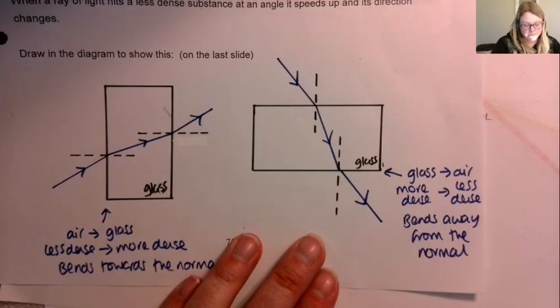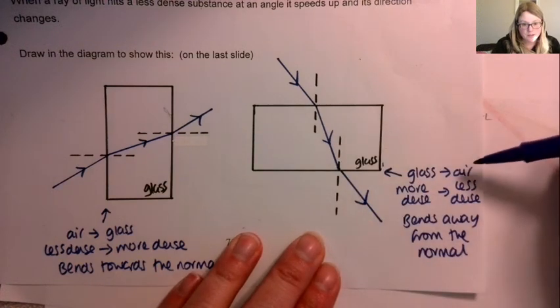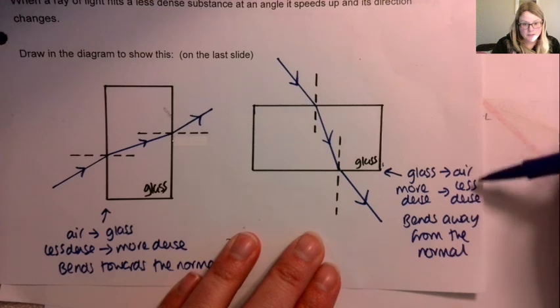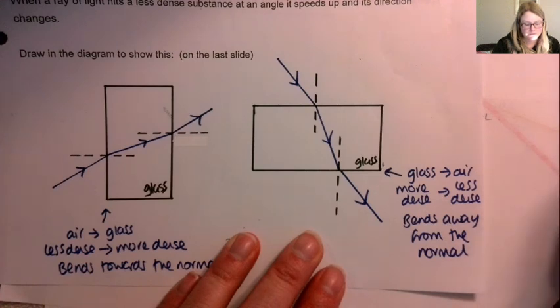So at this boundary, the light is going from glass to air. Glass is more dense than air, so it's going from more dense to less dense, and it bends away from the normal. Okay, they're the key bits that we need to learn and to remember.